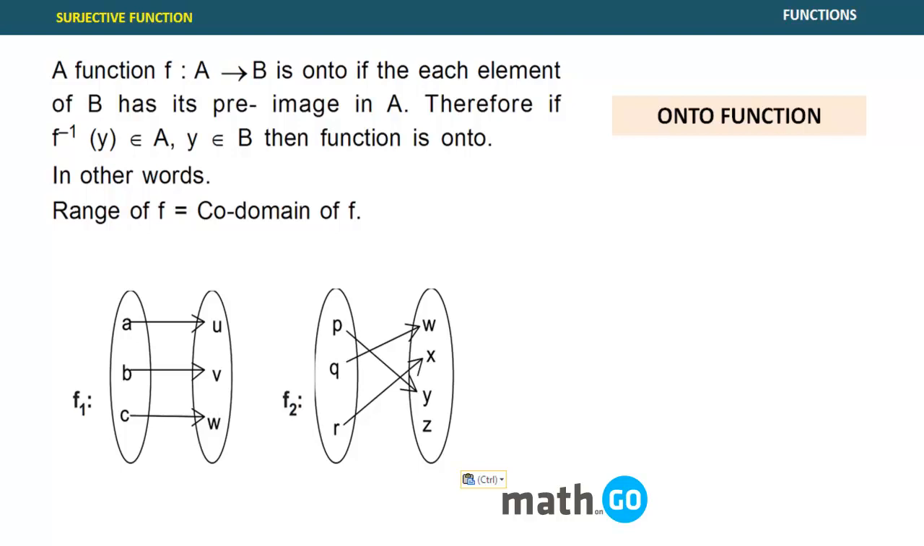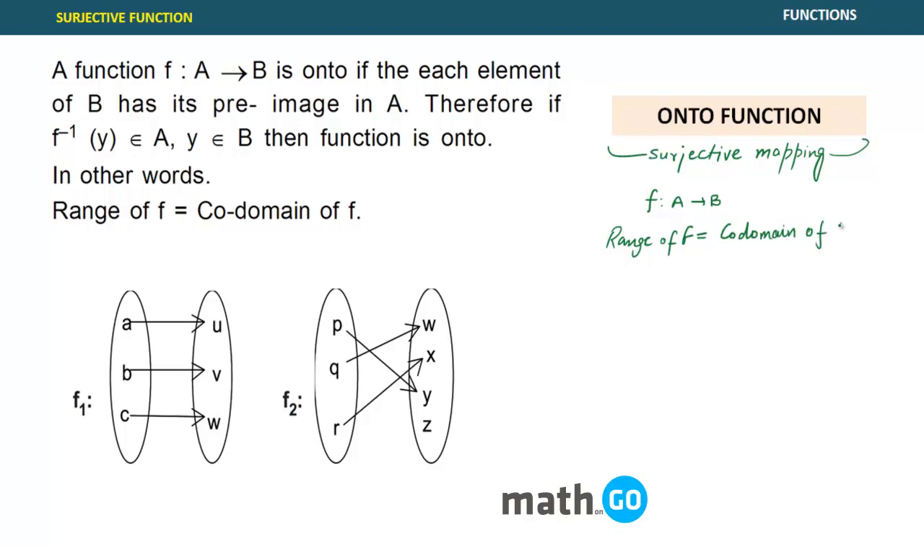Now the next type of mapping is the surjective mapping, or we call it the onto function. Surjective mapping or onto function, it is one and the same thing, so don't get confused. It says if f is a function from A to B, then this will become an onto function very simply if the range of f is equal to the codomain of f.